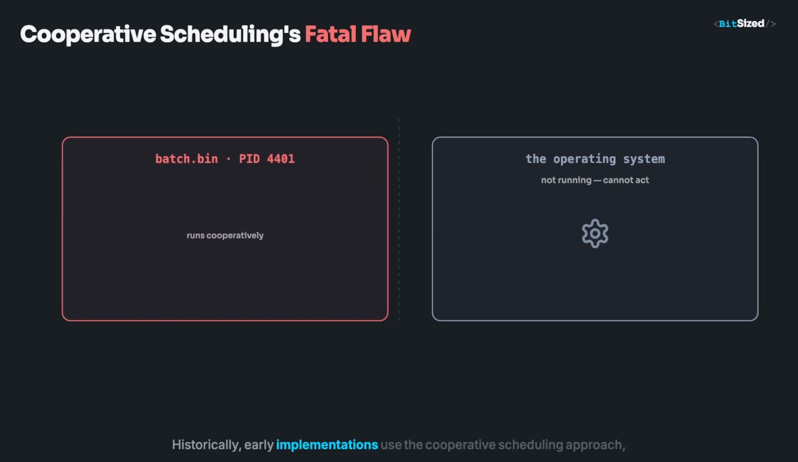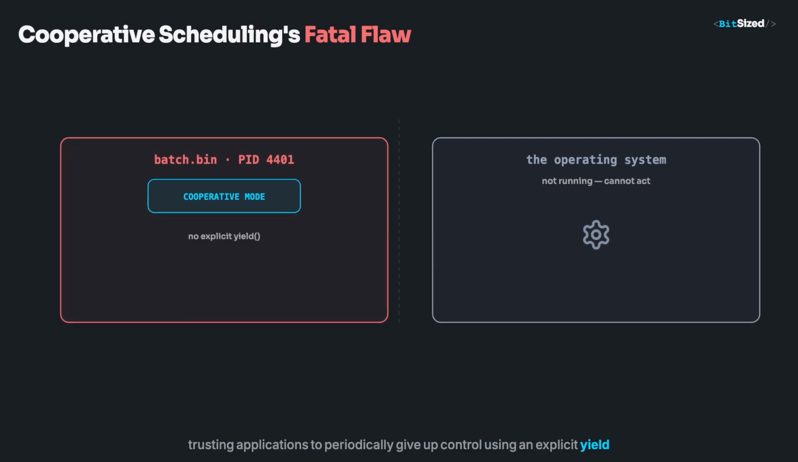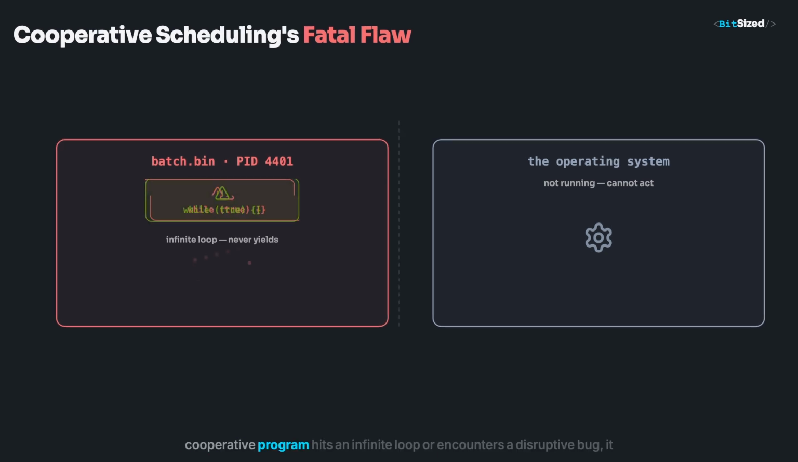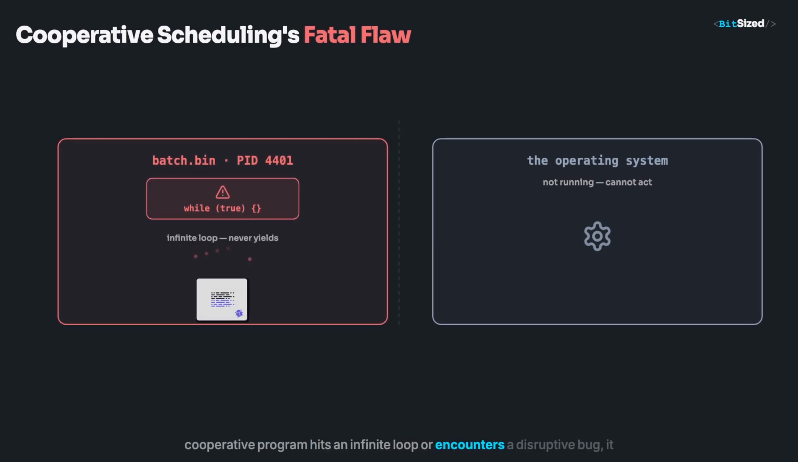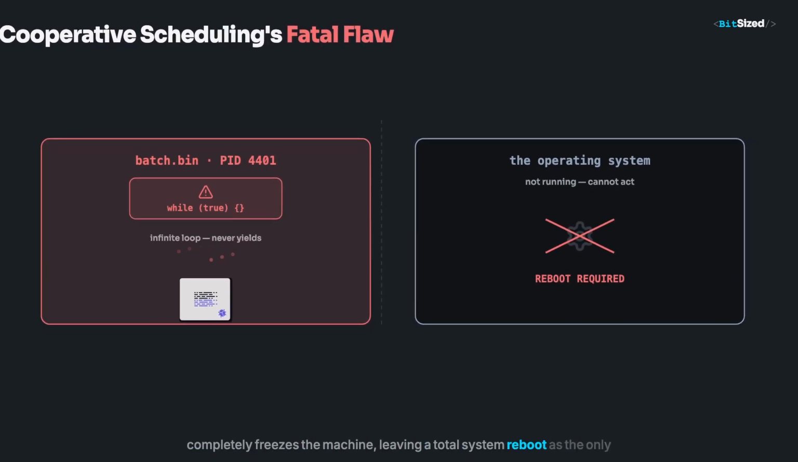Historically, early implementations used a cooperative scheduling approach, trusting applications to periodically give up control using an explicit yield system call, or by executing standard input-output operations. However, if a cooperative program hits an infinite loop or encounters a disruptive bug, it completely freezes the machine, leaving a total system reboot as the only viable mechanism to reclaim control.